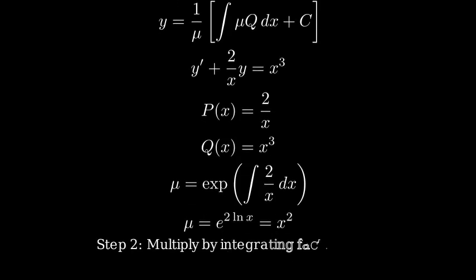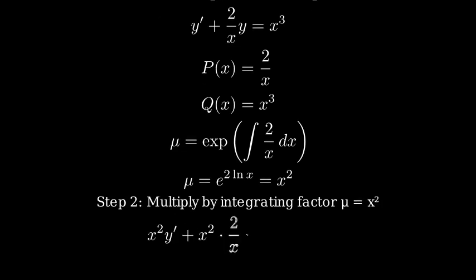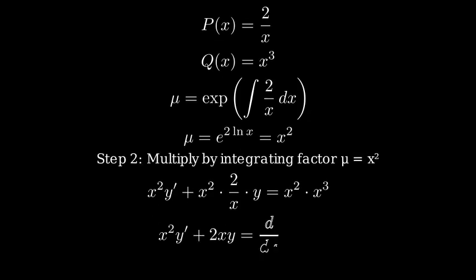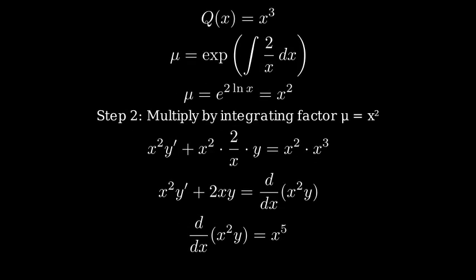Step 2. We multiply the original equation by mu, which is x squared. x squared times y prime plus x squared times 2 over x times y equals x squared times x cubed. The left side simplifies to x squared y prime plus 2x times y, which equals d over dx of x squared y. So we get d over dx of x squared y equals x to the 5th power.